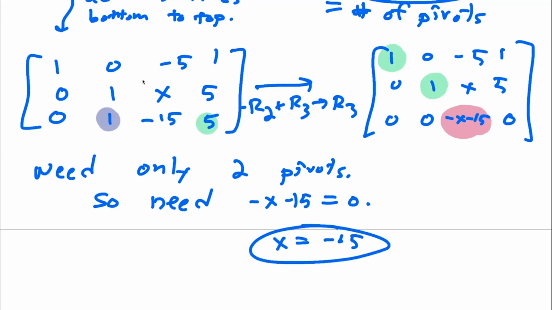I can solve that and I get x is equal to negative 15 by maybe adding x to both sides. Does that make sense? Any questions about it?